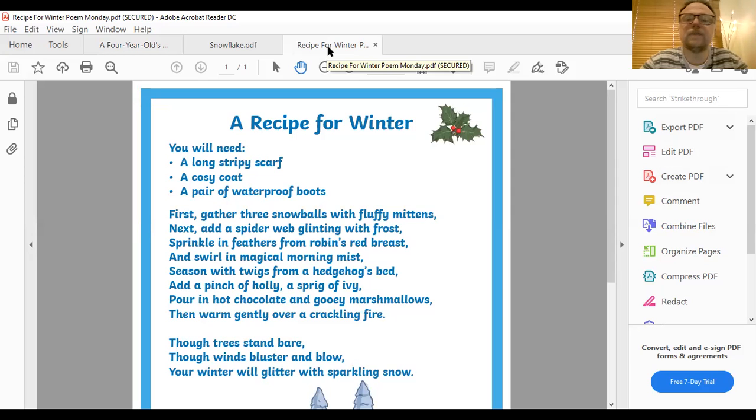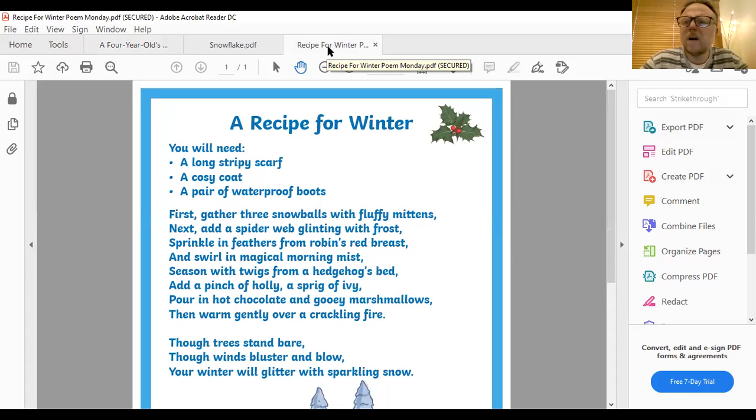A Recipe for Winter. You will need a long stripy scarf, a cozy coat, a pair of waterproof boots. First, gather 3 snowballs with fluffy mittens. Next, add a spider web glinting with frost. Sprinkle in feathers from robin's red breast, and swirl in magical morning mist. Season with twigs from a hedgehog's bed. Add a pinch of holly, a sprig of ivy. Pour in hot chocolate and gooey marshmallows. Then warm gently over a crackling fire. Though trees stand bare, though winds bluster and blow, your winter will glitter with sparkling snow.